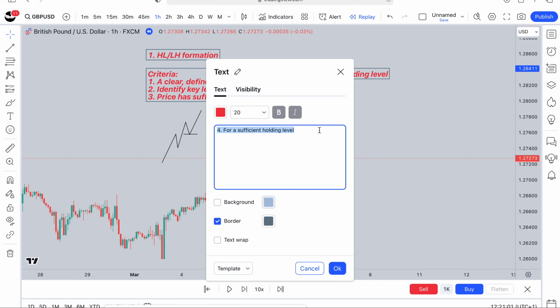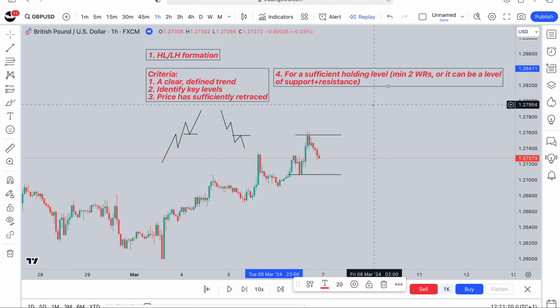Okay, the first thing you're going to watch out for is a minimum of 2 wick rejections, or it can be a level of support and resistance. Because if you come to the charts and you just see there's a level of support and resistance, then okay, cool, you've got your sufficient level. So what are we looking for here?